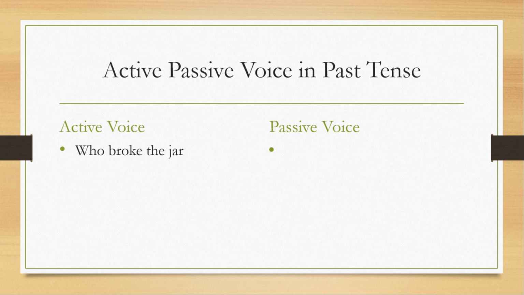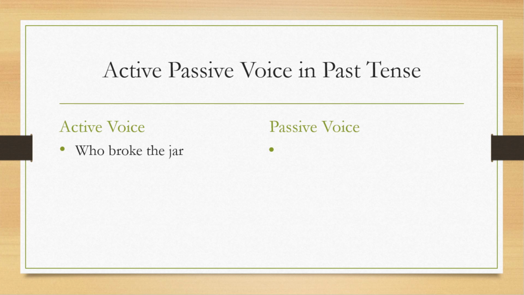So see the example. Who broke the jar? Right? The verb is broke and jar is the object. Who is the subject? Because we are asking about the doer of the action. Now remember, when you put who in the passive voice, it is always better to start your question with by whom. Putting it in the end is not completely wrong, but honestly, this is the more correct way to make it in the passive voice.